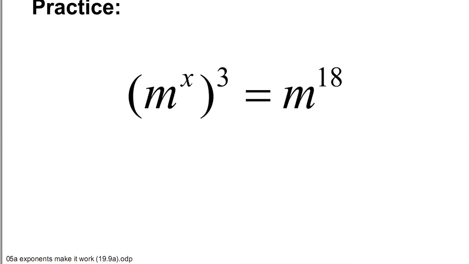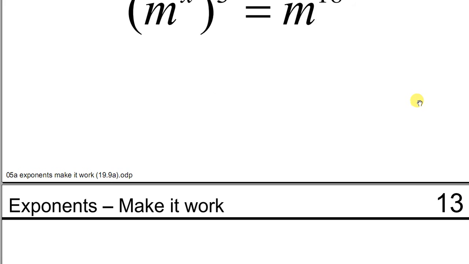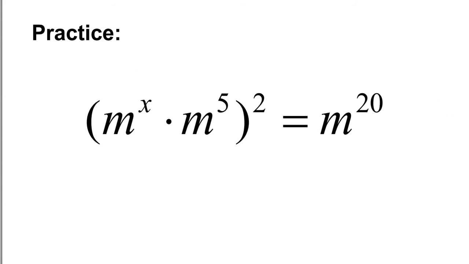All right, let's do some practice here. What would make this thing work? 3 times something is 18. How about a 6? All right. 2 times something is 20. 2 times 10 is 20. So whatever's in here needs to add up to 10. Let's put a 5 there, right? 5 plus 5 is 10. 10 times 2 is 20. That works.